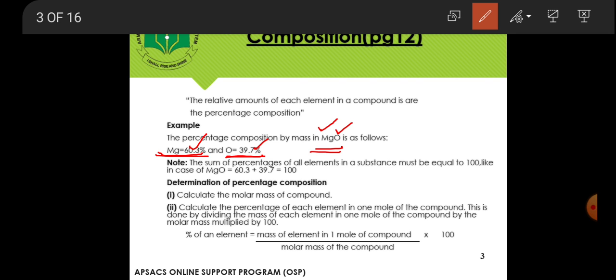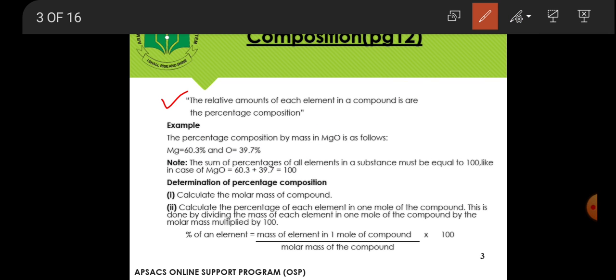Percentage composition is also known as mass percent. Actually, we are calculating the mass of the elements present, but we are expressing the mass in terms of percentage. One more important thing to note is that when the percentages of all the elements present in a compound are added together, the answer comes out to be 100.